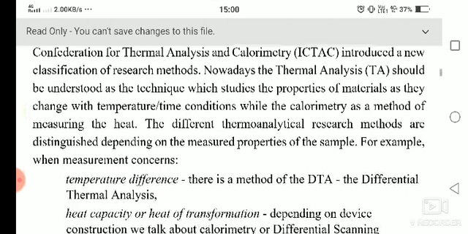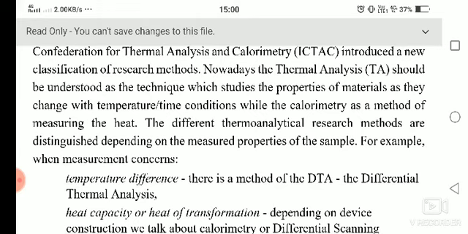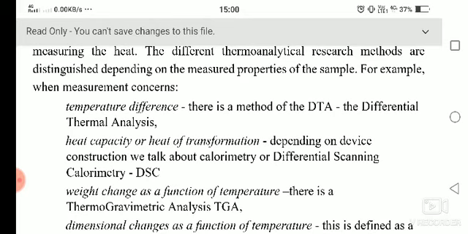The different thermoanalytical research methods are distinguished depending on the measured properties of the sample. For example, when the measurement concerns temperature difference, there is DTA, that is differential thermal analysis. Heat capacity or heat of transformation, depending on the device construction, we talk about calorimetry or differential scanning calorimetry.